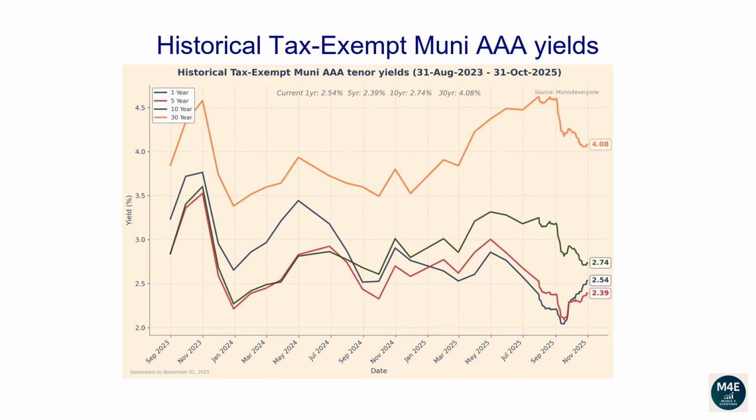This line plot and the next plot show how each tenor of the muni yield curve has changed over time. From the 31st of August 2023 to the 31st of October 2025, the 1-year yield has dropped from 3.24 to 2.54. The 5-year yield has dropped from 2.85 to 2.39. The 10-year yield has dropped from 2.84 to 2.74. The 30-year yield has increased from 3.85 to 4.08.